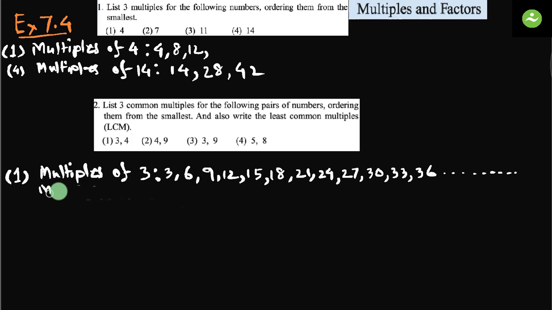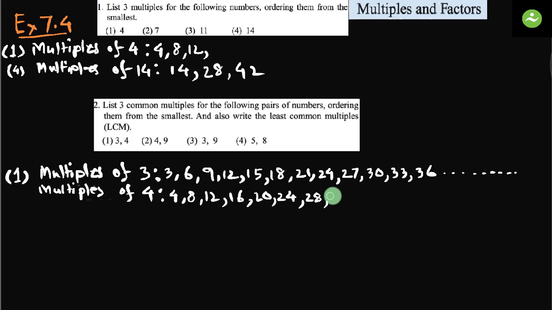Now multiples of 4. 4 into 1 is 4, 4 into 2 is 8, 4 into 3 is 12, 4 into 4 is 16, 4 into 5 is 20, 4 into 6 is 24, 4 into 7 is 28, 4 into 8 is 32, 4 into 9 is 36, and so on.